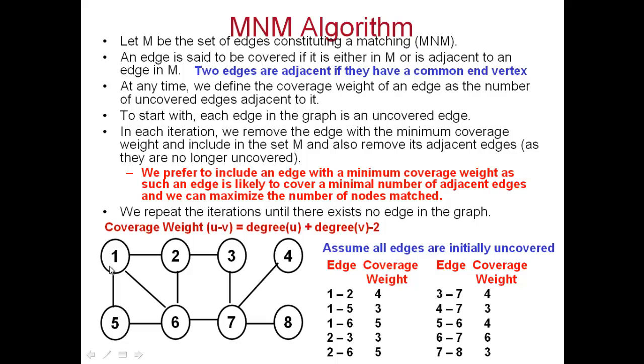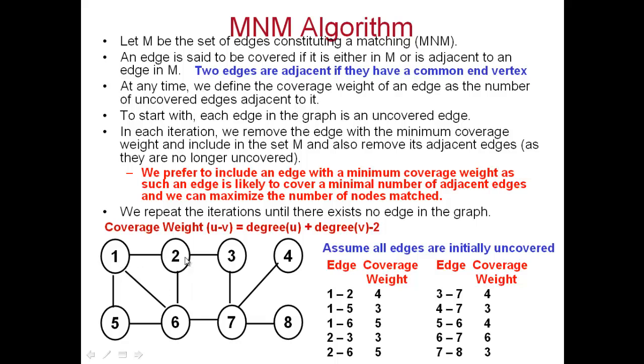Basically when you do the sum of the 2 degrees, you are considering the edges. For the edge 1, 2, you are considering the other edges that are incident on node 1. You are looking at the edge 1, 2, so you should not consider that edge, you are looking only at the other edges. That's why you take the degree of U and subtract 1, because this edge 1, 2 should not be considered as part of the degree of 1.